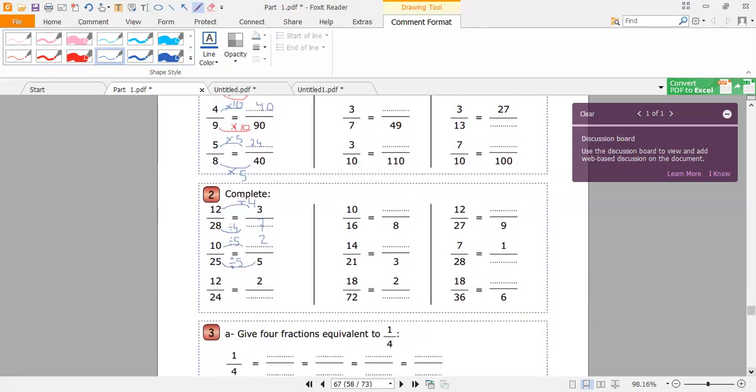The last one, 12 becomes 2. Also here, the numerator becomes smaller, so we divide. Now divide by how many? If you don't know, you can look at the smallest number. 2 times what equals 12? 6. So here it's divided by 6. Remember, equivalent fraction means we have to divide up and down, the numerator and the denominator, with the same number. Now 24 divided by 6, the answer is 4. So here the fraction is 2 over 4.